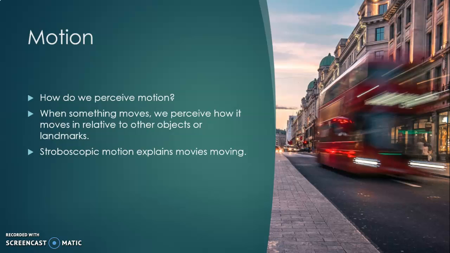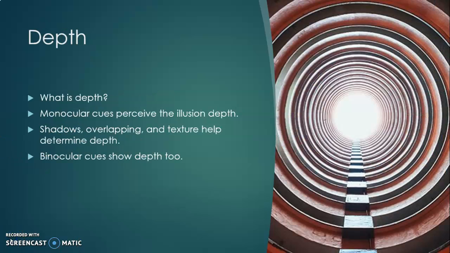Stroboscopic motion is an illusion of motion using changing pictures. These are commonly known as frames, which move at about 16 new frames per second to make something appear to be moving naturally. Slow motion records using higher frame rates, around 100, and playing it back at 22 frames per second. Depth comes in 2 forms, monocular and binocular.